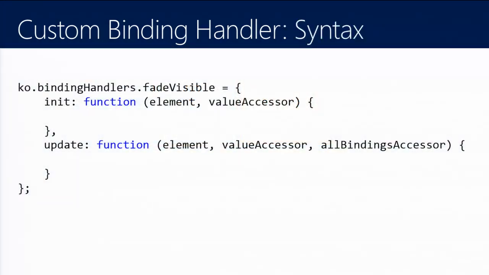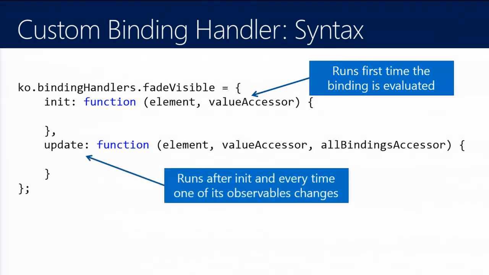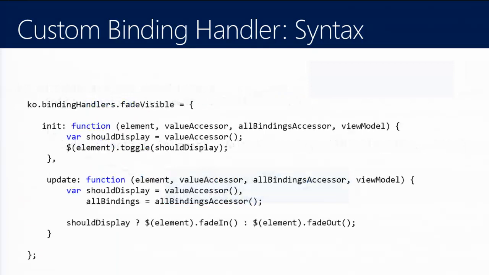So here is the simplest binding handler I could think of. It's called fade visible. I want to show something, but I don't just want to show it visible or hide it. I want it to fade in over half a second using jQuery's fade in, fade out. A binding handler needs two functions, init and update. Init is when it binds the first time in. It's going to run this code the first time the binding is evaluated. And the update is going to happen every time an observable changes. And you get some parameters passed in.